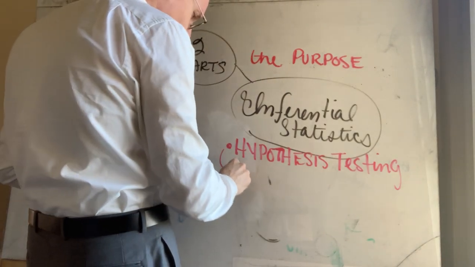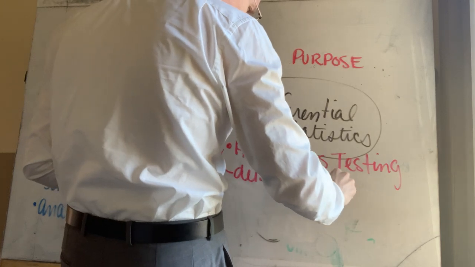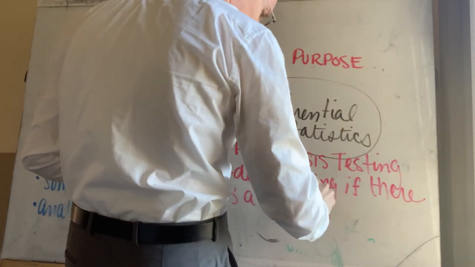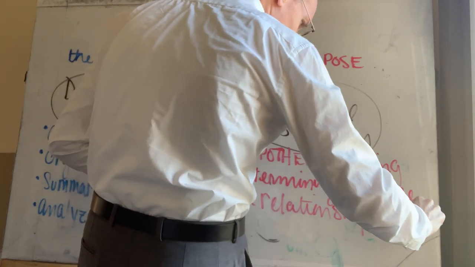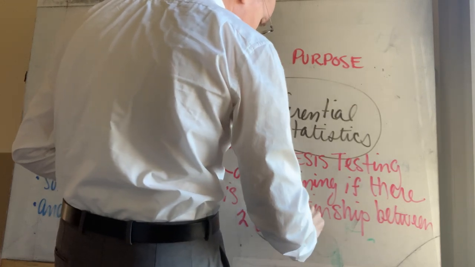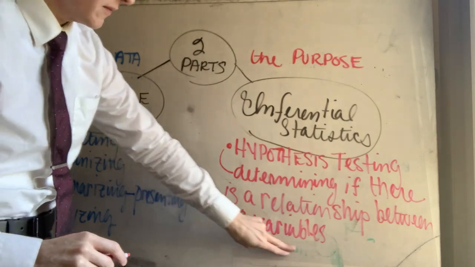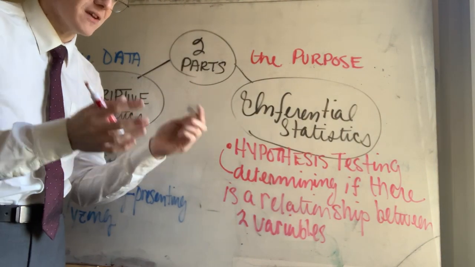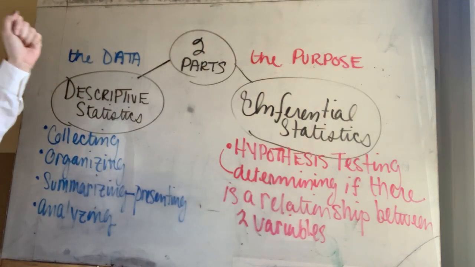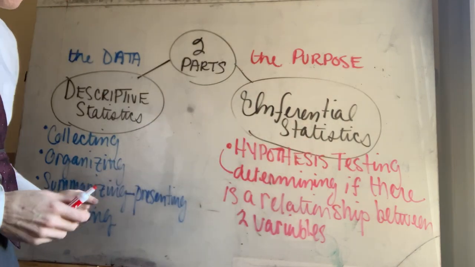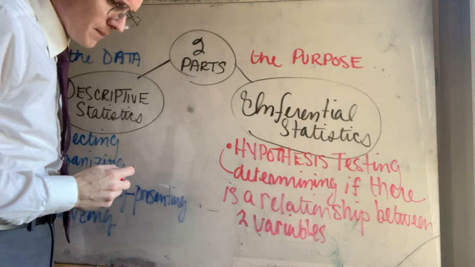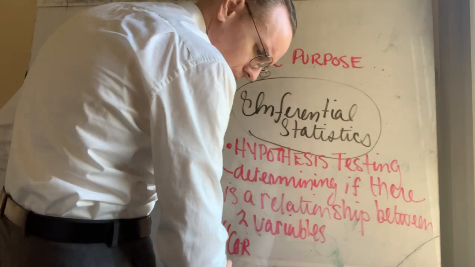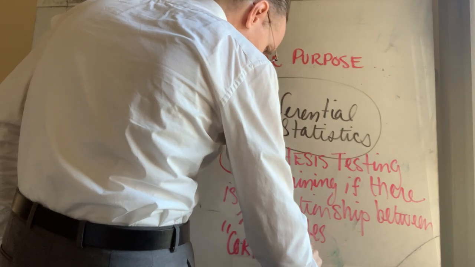Hypothesis testing is basically determining if there is a relationship between two variables. Kind of a very general way of thinking about it. Hypothesis testing in a broader sense is a temporary answer to a question, and you're trying to figure out if that is a good answer as you're testing it. There's some phraseology or terms that get thrown around here. Correlation and regression.